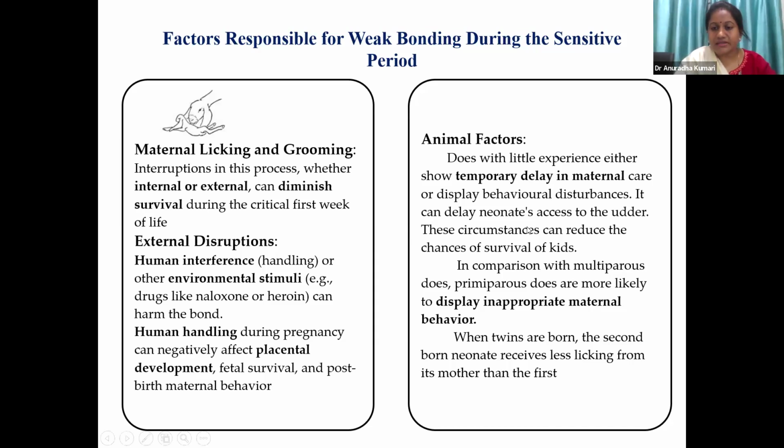As far as the animal factor is concerned, mothers who are less experienced, mainly primiparous animals, will show a temporary delay in maternal care that will lead to weak bonding. In comparison to multiparous animals, primiparous animals are more likely to display inappropriate maternal care. Normally, in the case of multiple births, when twins are born, the second-born neonate always receives less licking from its mother, resulting in weak bonding between the mother and kid. That is an important factor that affects the survivability of the kid.